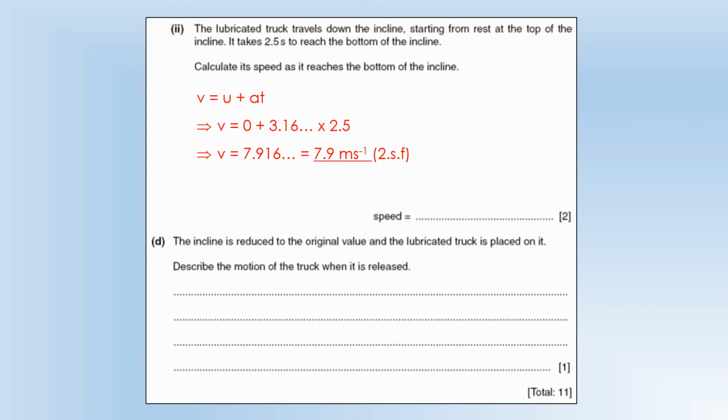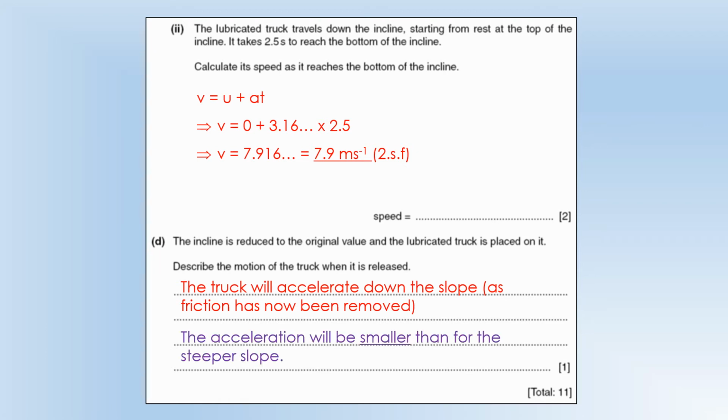The incline is reduced to the original value and the lubricated truck is placed on it. Describe the motion of the truck when it's released. So, this time it's going to accelerate, because remember we've got rid of friction acting on it, so it's going to accelerate down the slope, but the acceleration will be smaller than it was. So we just calculated it was 3.16. It's going to be smaller than that.